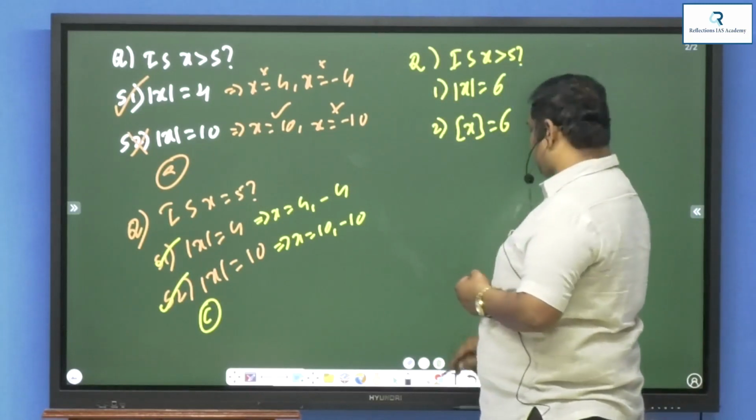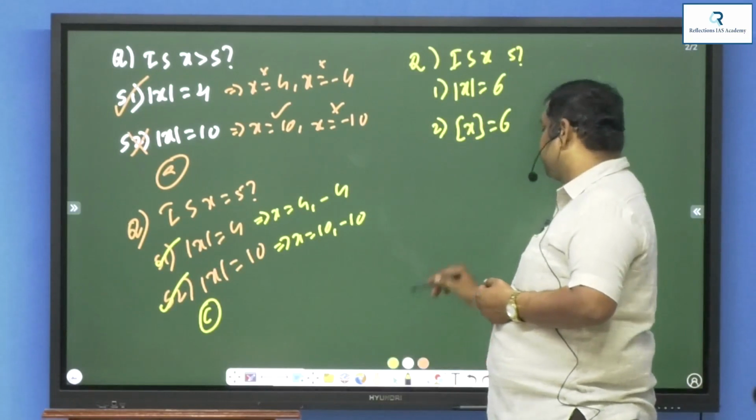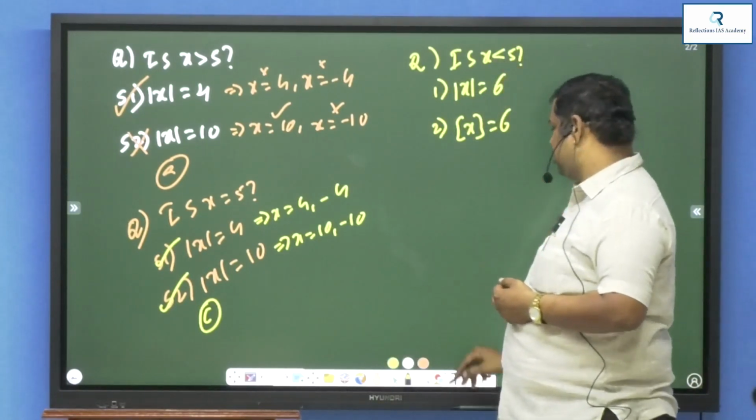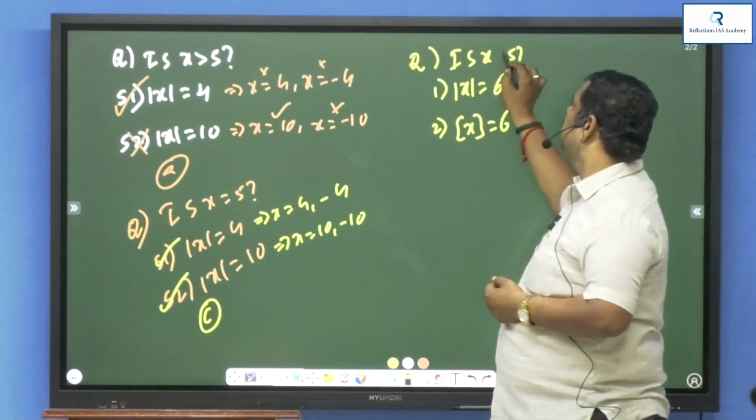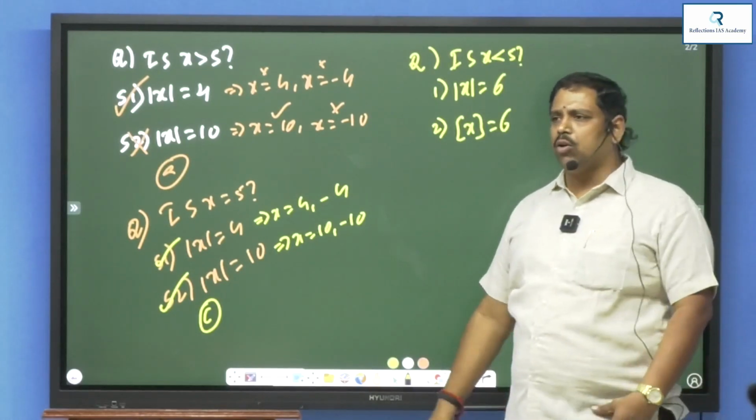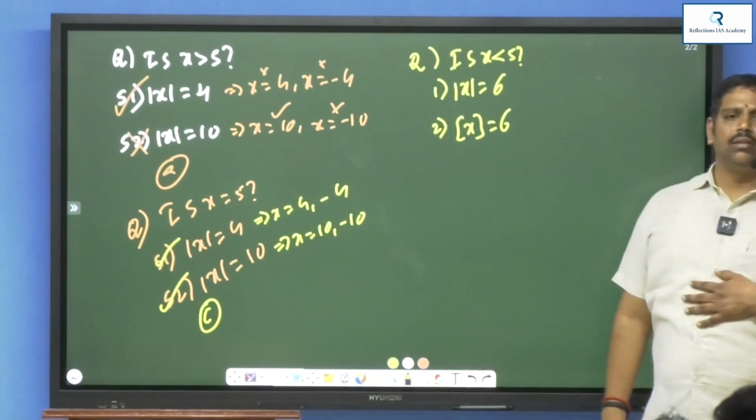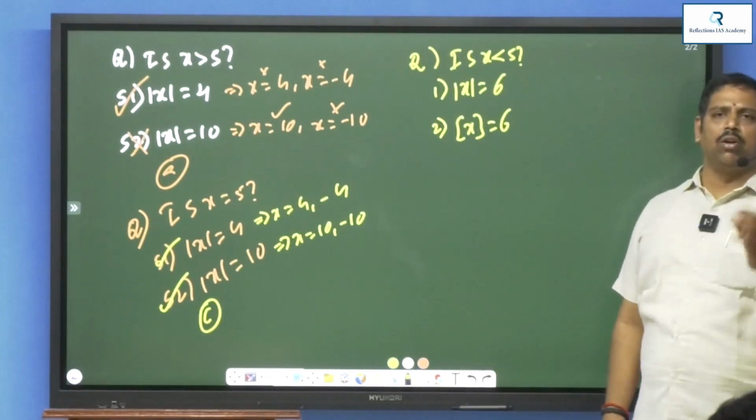So now you can understand one point. I am not at all focusing on the topics. I'm just focusing on what is data sufficiency. That's it. Right or wrong? Just a small change. Try it. X less than 5 or not?